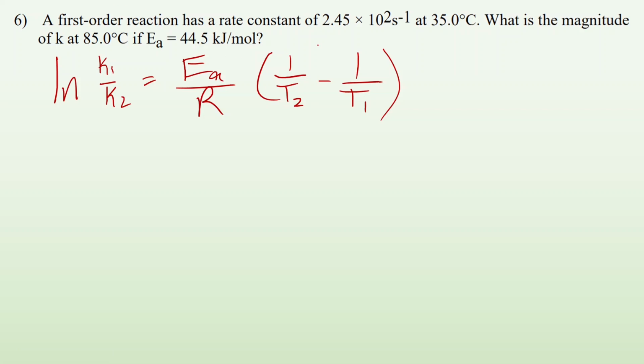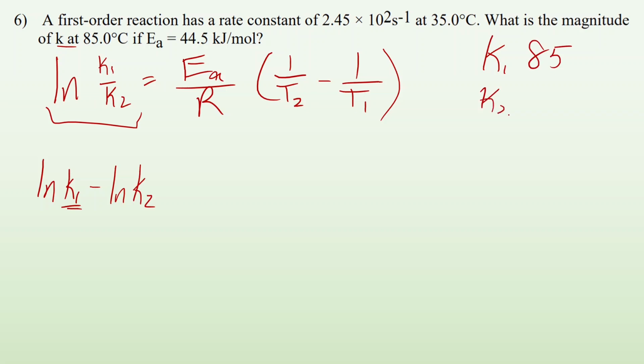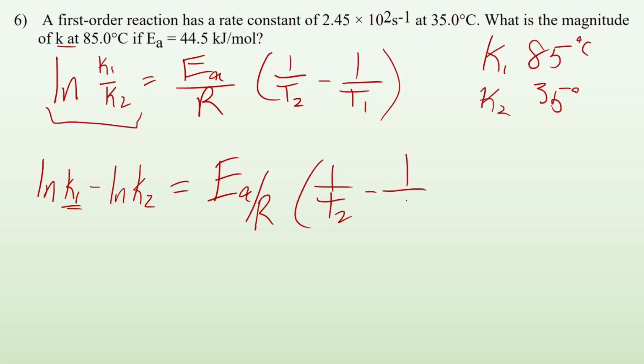It's saying we want to know the magnitude of K at a new temperature. Let me break this apart. K1 divided by K2 inside a natural log could be expressed as ln of K1 minus ln of K2. I'm going to make K1 at 85 degrees and K2 at 35 degrees, because I want to get K1 by itself, and it's going to be easier. Then EA over R times 1 over T2 minus 1 over T1. Now, to get K1 by itself, I can just add the natural log of K2 to both sides, and that was pretty easy.